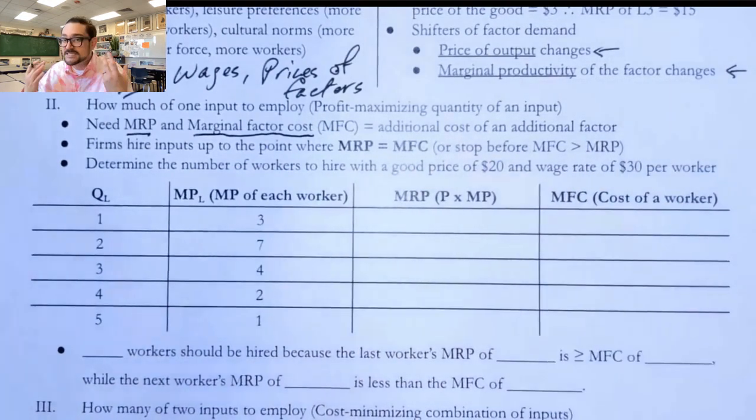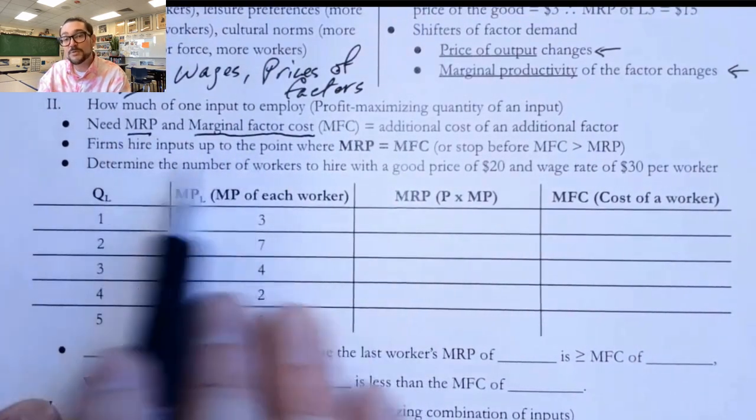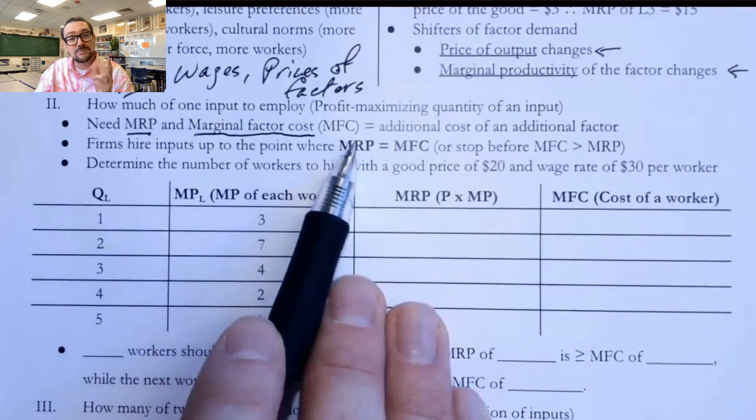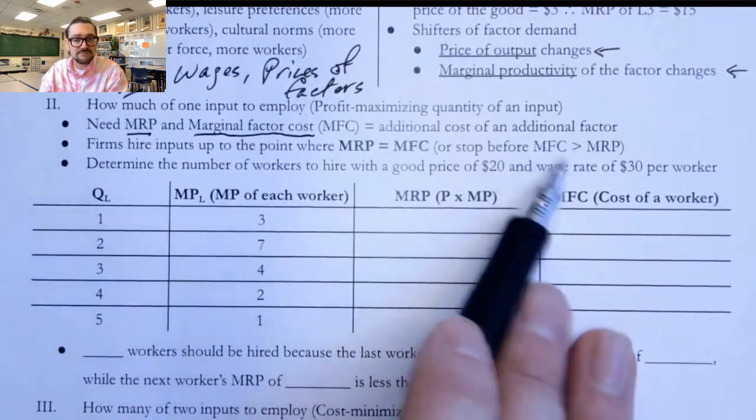In this context, it's usually just, what did you have to pay that factor? So if the wage rate paid to the workers is $20, that's how much the marginal factor cost is. So we would say the MFC is equal to the wage in these types of markets. We're going to bend the rules later, but for right now, the additional cost of an additional worker is how much money you have to pay them. It's their wage. So firms will hire inputs up to the point where the marginal revenue product equals the marginal factor cost, or they'll stop before the cost exceeds the revenue product.